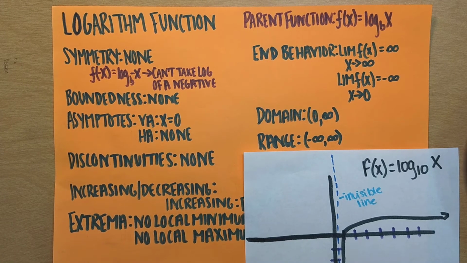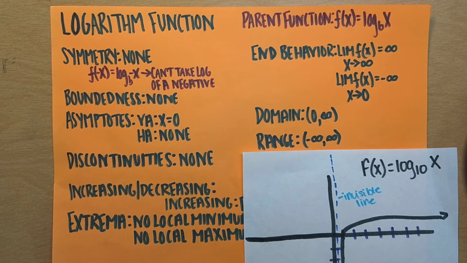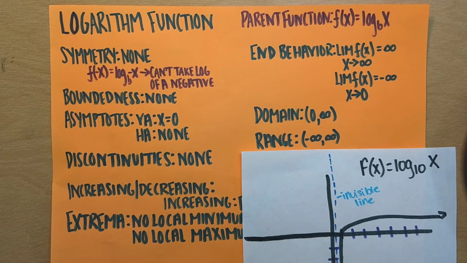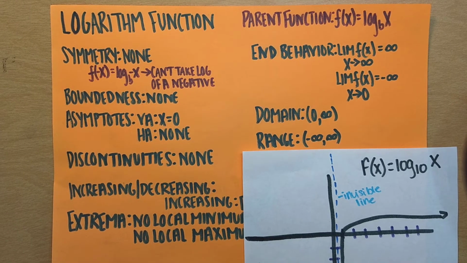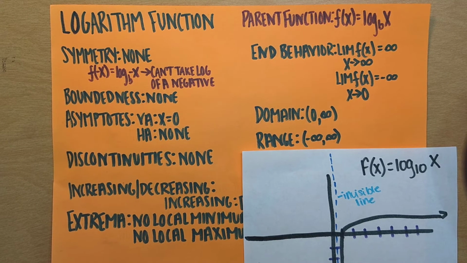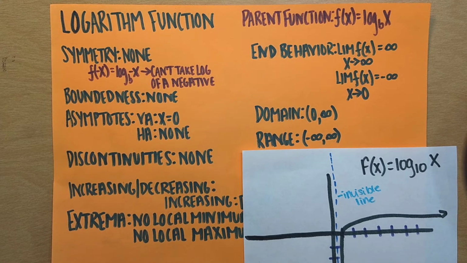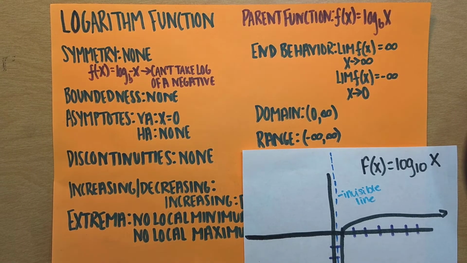Hi! Our group has the parent function of f of x equals log base b of x. It models how I sleep, just like a log. The domain goes from 0 to infinity, and the range goes all the way from negative infinity to infinity.